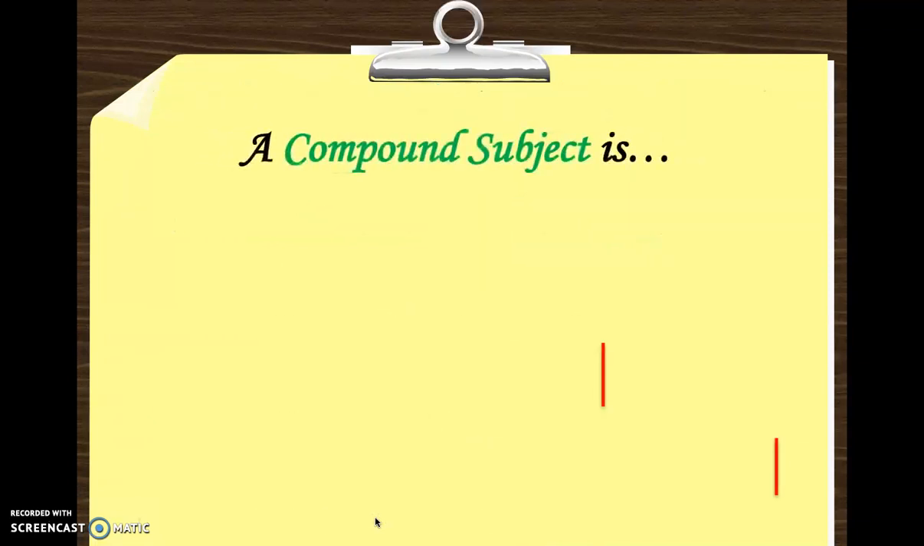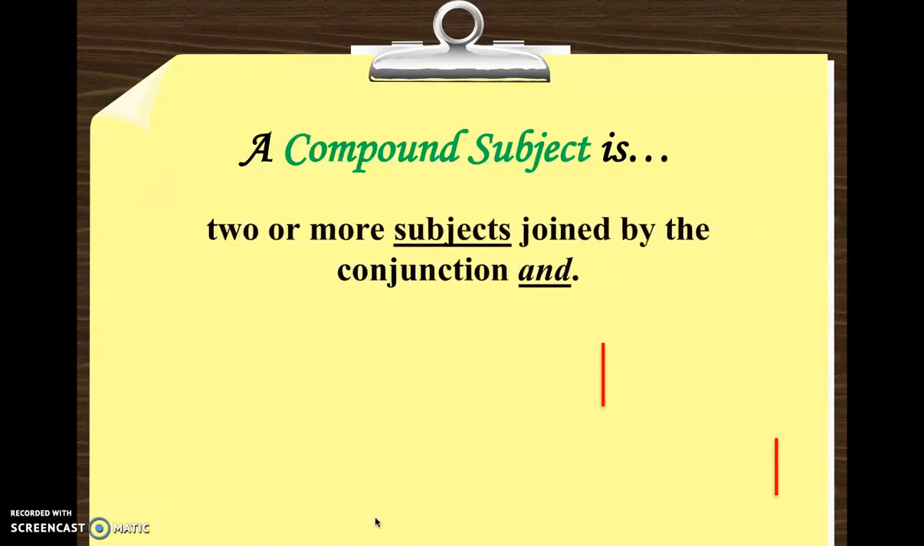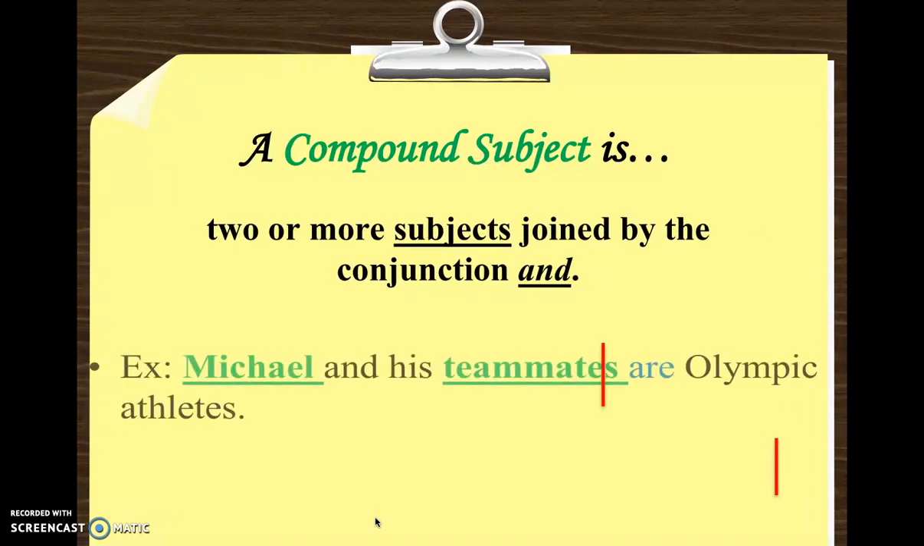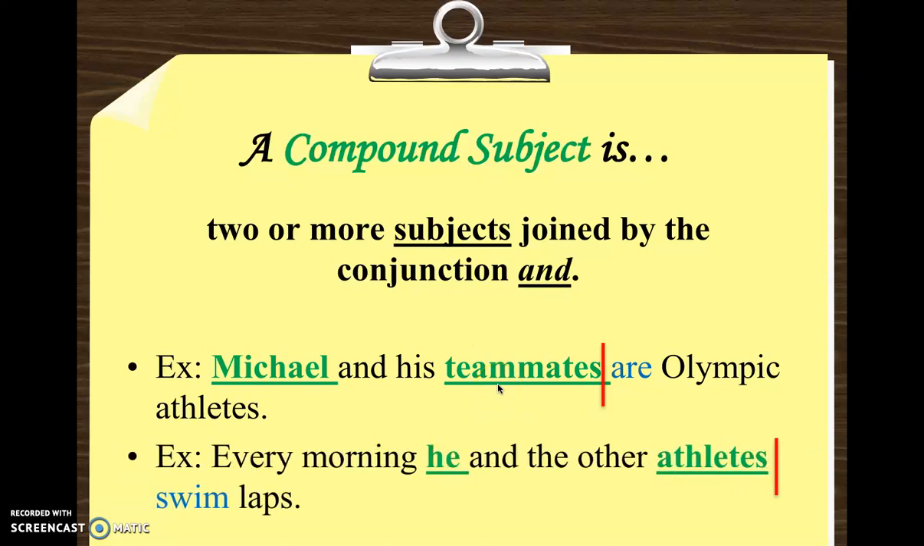So, last point, compounds. The compound subject is when you have two or more subjects joined by the conjunction and. Michael and his teammates are Olympic athletes. So this whole thing is the complete subject. Michael and teammates would be the simple subjects. It's both of them. Every morning, he and the other athletes swim laps. He and athletes are my subjects because they are the people who are swimming.